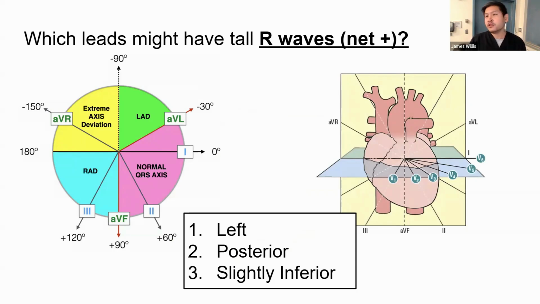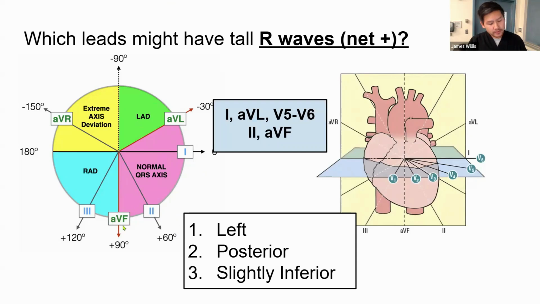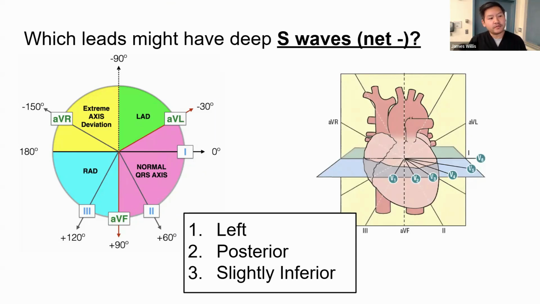V6, it's a lateral lead. What else? So let's see. Lead one, definitely very lateral. Two, maybe. What else? AVL, yeah, definitely. And maybe since it's slightly inferior, you might get tall R waves in AVF. What about net negative S waves? So the opposite of these leads.